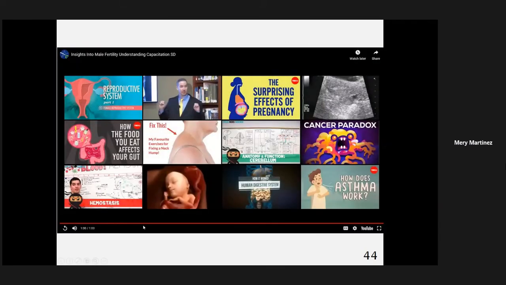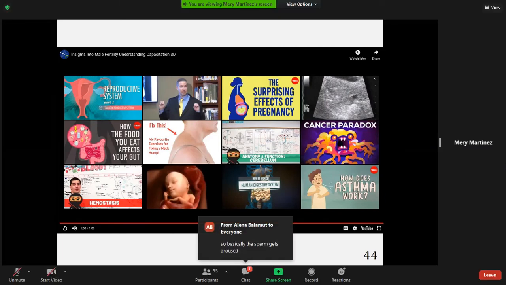So you saw how the tail starts whipping a little harder. That gives them the speed, but at the same time, enough strength to penetrate the cumulus of human beings and mammals.